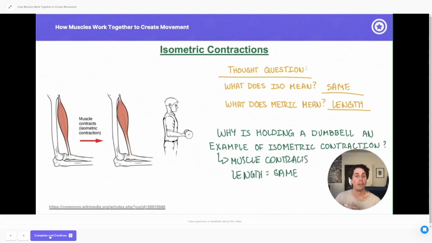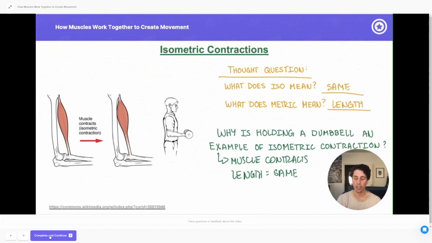So this is a quick recap of all 4 different types of contractions. We're going to have isotonic contractions, which are going to be the same tension throughout the entire contraction. And in that type of contraction, we're going to have 2 different types. We're going to have concentric contraction, which means the bone the muscle inserts on is going to get closer to the bone that it originates on. And then we're going to have eccentric, which is the exact opposite. That muscle is going to elongate. And then we're going to have these isometric contractions right here. And that is when the muscle contracts, but the length is going to stay the same throughout the entire contraction.